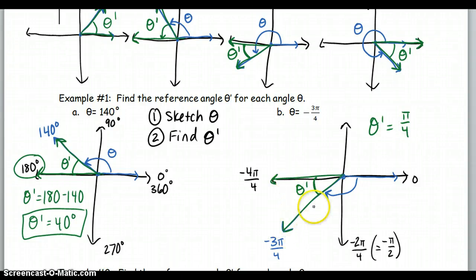Some of you might think that it looks like it should be negative pi over 4 because we are moving in the negative direction, and you're correct that this angle from here to here is technically a negative pi over 4. But when we talk about reference angles, we're never going to be using a negative number for our reference angle because we just want it to be a general positive acute angle. So we're just going to stick with theta prime equals pi over 4.